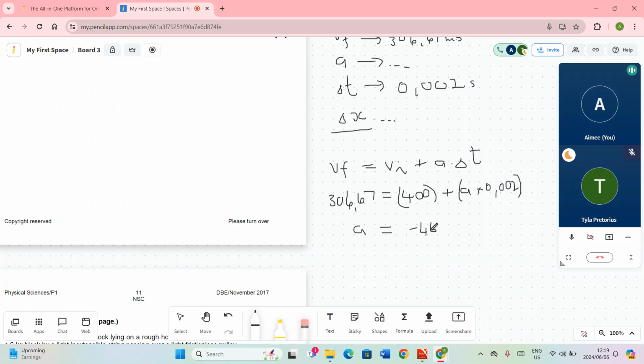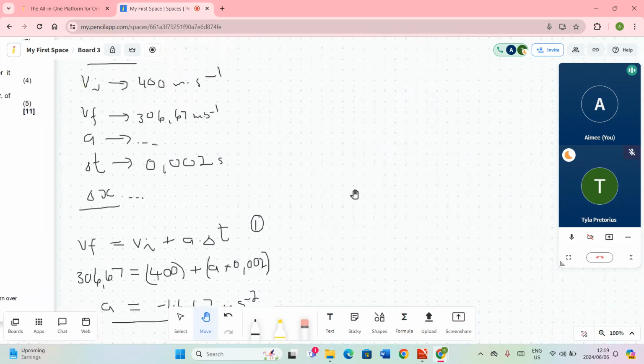So you rearrange this, you plug it into your calculator, and you get a value of negative 46.67 meters per second squared for acceleration. Why is it negative? It's negative because the bullet is slowing down. If acceleration was positive, it would mean that the bullet is speeding up. Okay, so this was section 1. Now we can use the acceleration that we've just calculated to calculate our change in x.